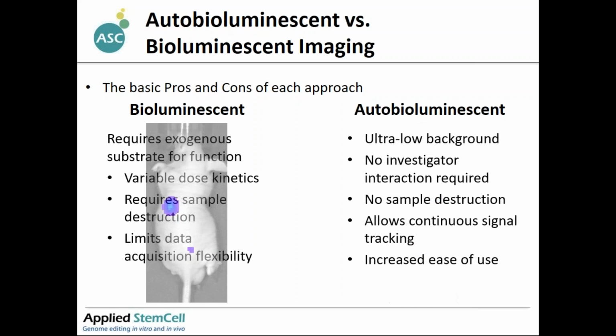Autobioluminescent imaging has the same ultra-low background advantage as traditional bioluminescent imaging, but it can do so without any investigator interaction because the cells can supply their own luciferase substrate. The light signal is generated autonomously from the cells without sample destruction, which allows you to continuously track the signal dynamics over time from the same sample.